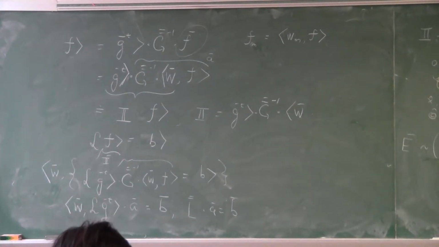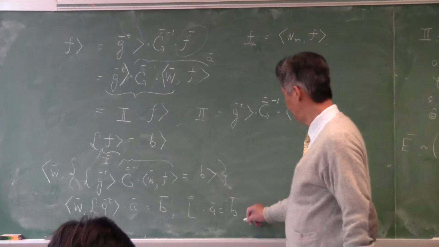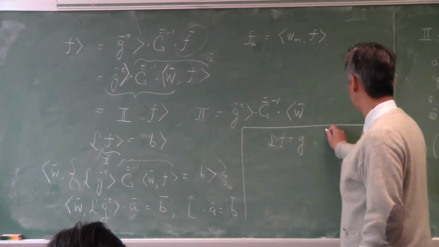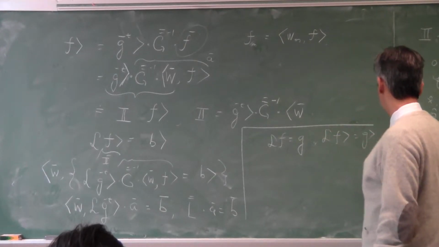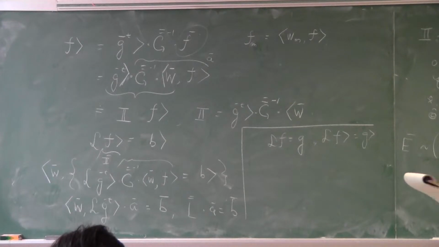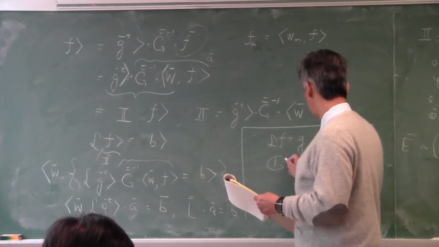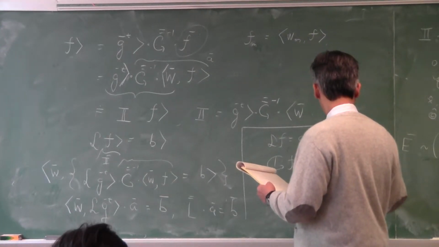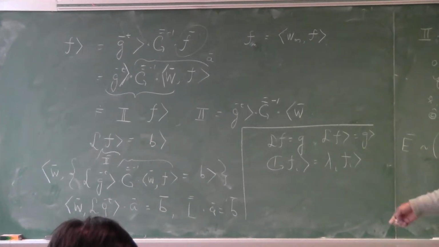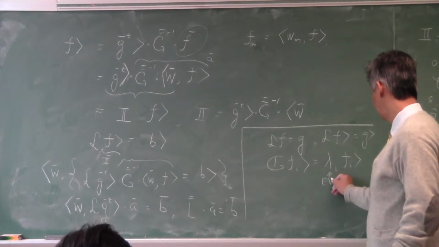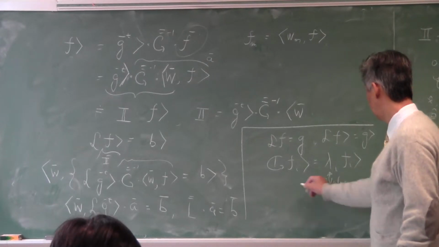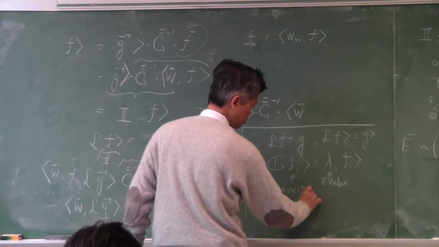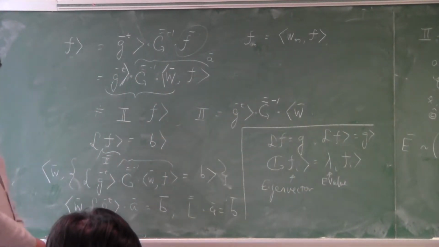We have been talking about linear operator equations of such a kind. Sometimes it can be written as LF equal to G, but you can also have eigenvalue problems. For instance, you can have an eigenvalue problem of such a kind, where lambda I is the eigenvalue and f sub I is the eigenvector.